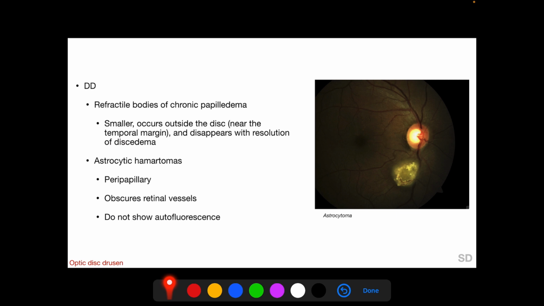We also have astrocytic hamartomas as a differential of optic disc drusen, but these astrocytic hamartomas are usually peripapillary and they obscure retinal blood vessels, unlike optic disc drusen, and they do not show autofluorescence, unlike optic disc drusen as well.